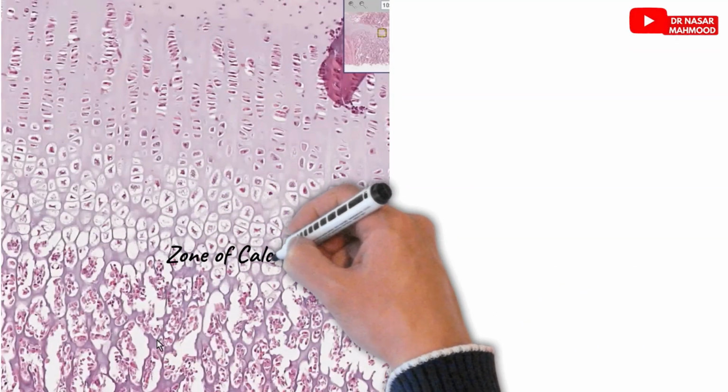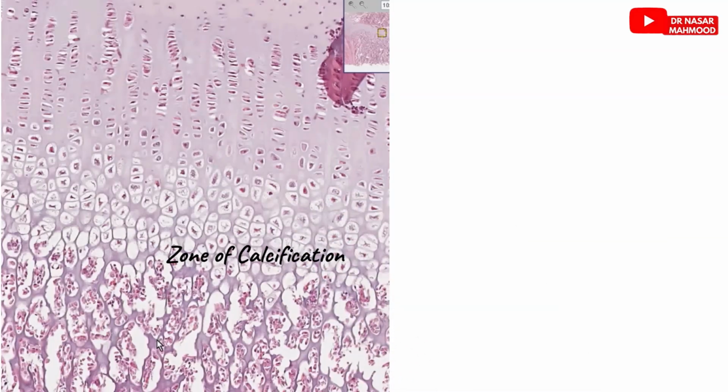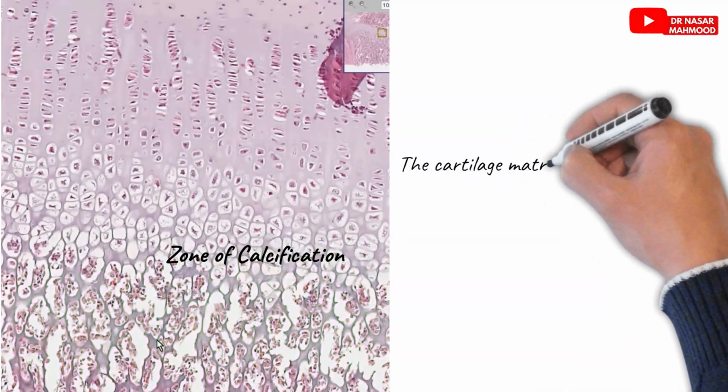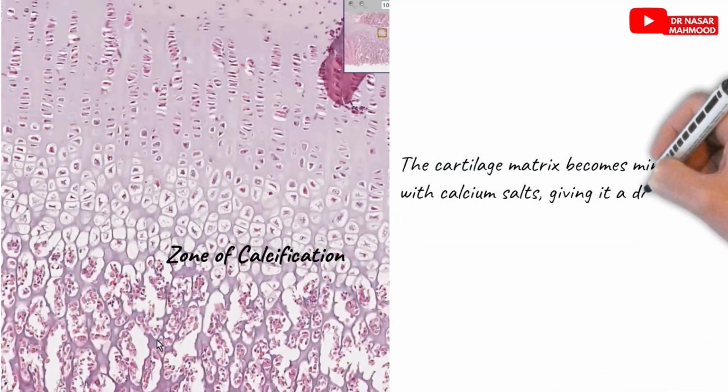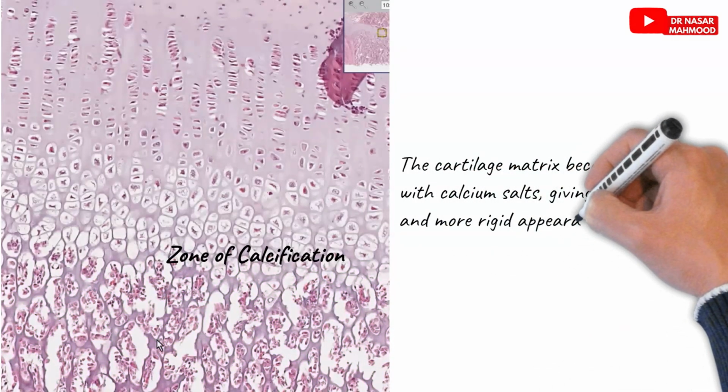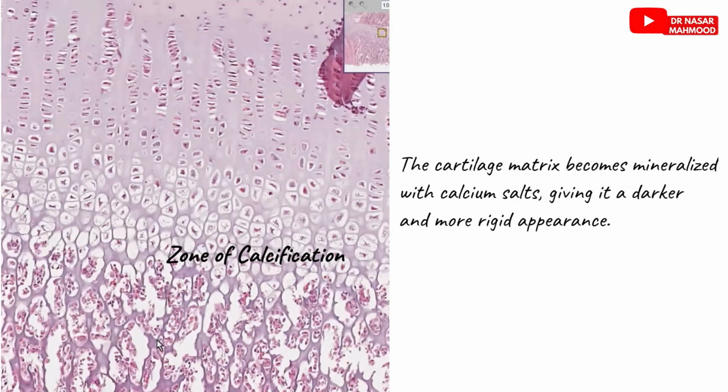Next comes the zone of calcification. In this stage, the cartilage matrix becomes mineralized with calcium salts, giving it a darker and more rigid appearance. Once cartilage becomes calcified, it is no longer viable as cartilage tissue. This prepares the area for replacement by bone.